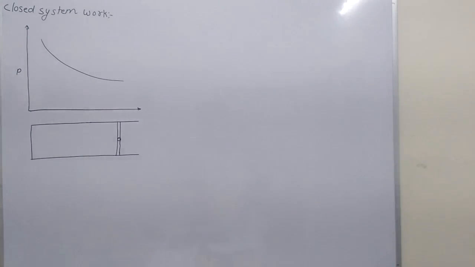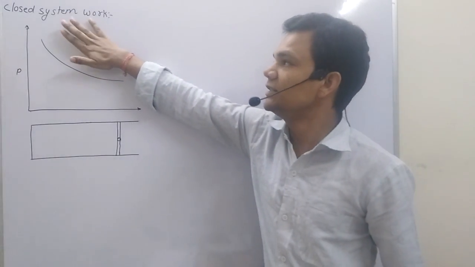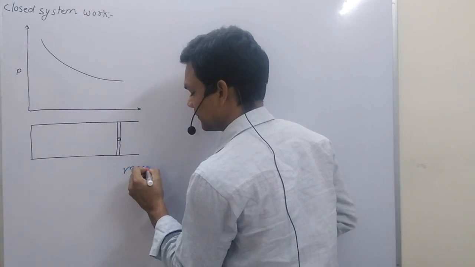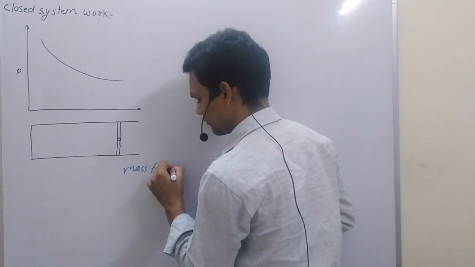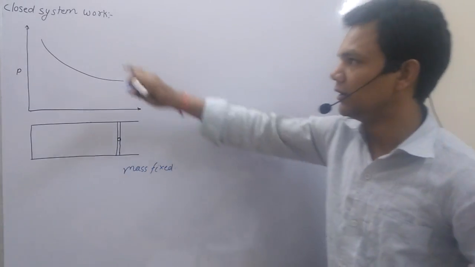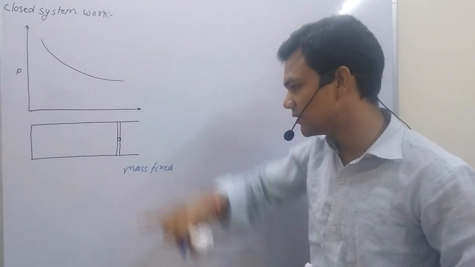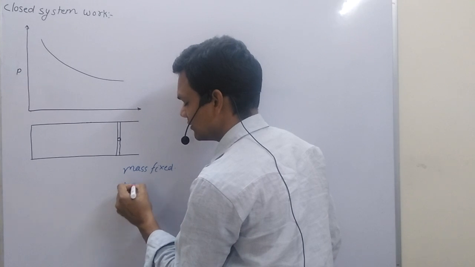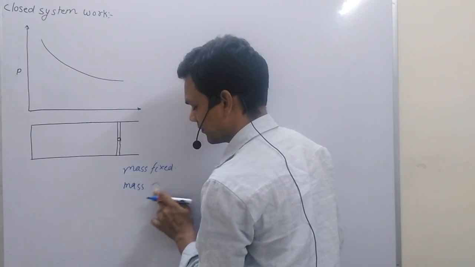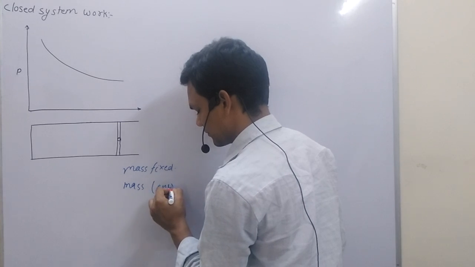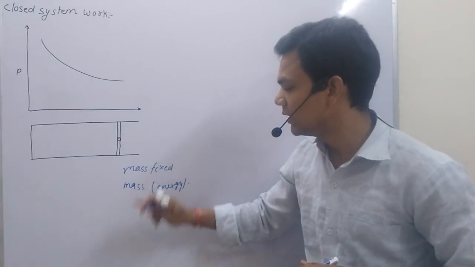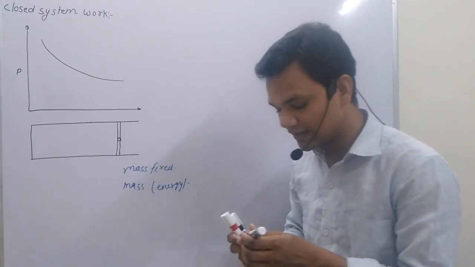Today we start discussion on closed system work. Because our system is closed, in a closed system mass is also fixed. Because the system is closed, mass is automatically fixed, and mass also has energy. So this is our closed system, or fixed mass energy analysis.